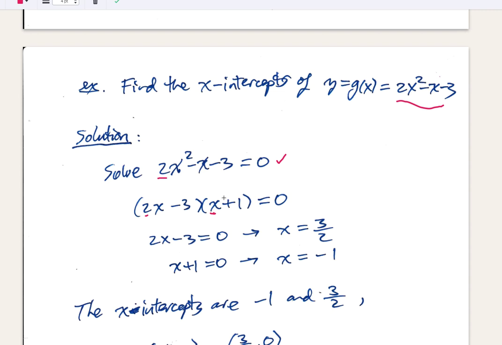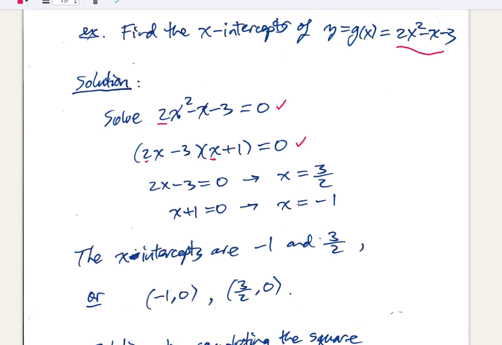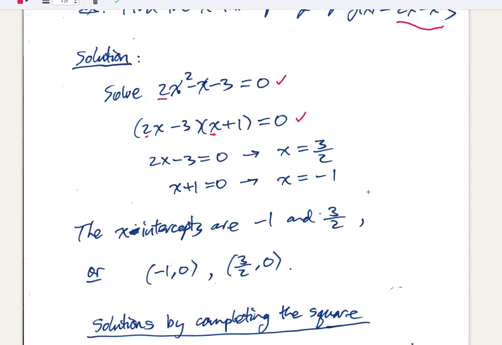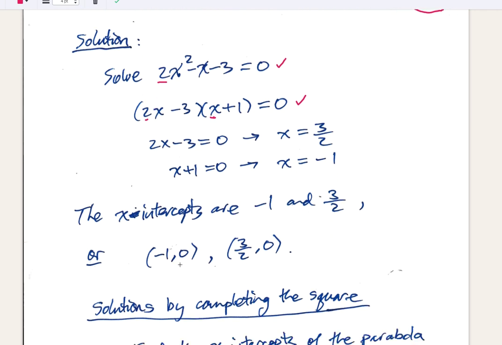Well, I worked this out a little bit here. Again, you can review factoring if you need to. But it factors as 2x minus 3 times x plus 1. Alrighty? And take each factor, set it to 0, and solve. So you get x equals 3 halves. You get x equals negative 1. So the x-intercepts are negative 1 and 3 halves. Or, if you prefer, as points, (negative 1, 0) and (3 halves, 0).